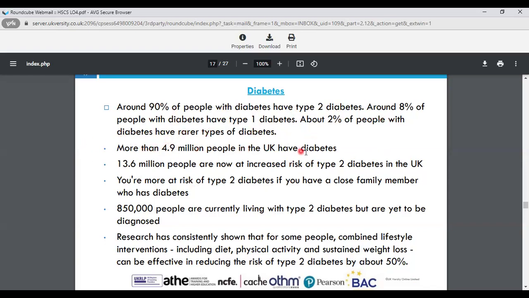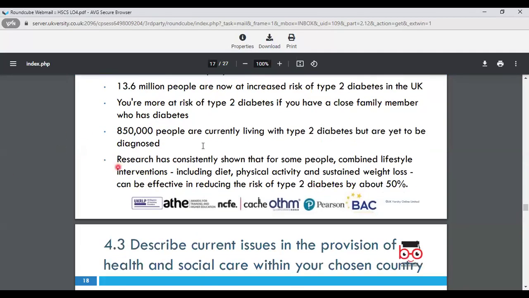So more than 4.9 million people have diabetes. This is again because of lifestyle factors, an aging population, and a lack of physical activity. 13.6 million people are now at an increased risk of type 2 diabetes. In the UK, you're more at risk if you have a close family member with diabetes, because genetics also play a role. Around 0.8 million people are currently living with type 2 diabetes but are yet to be diagnosed, so the data hasn't been shown because they don't know their diabetic status.